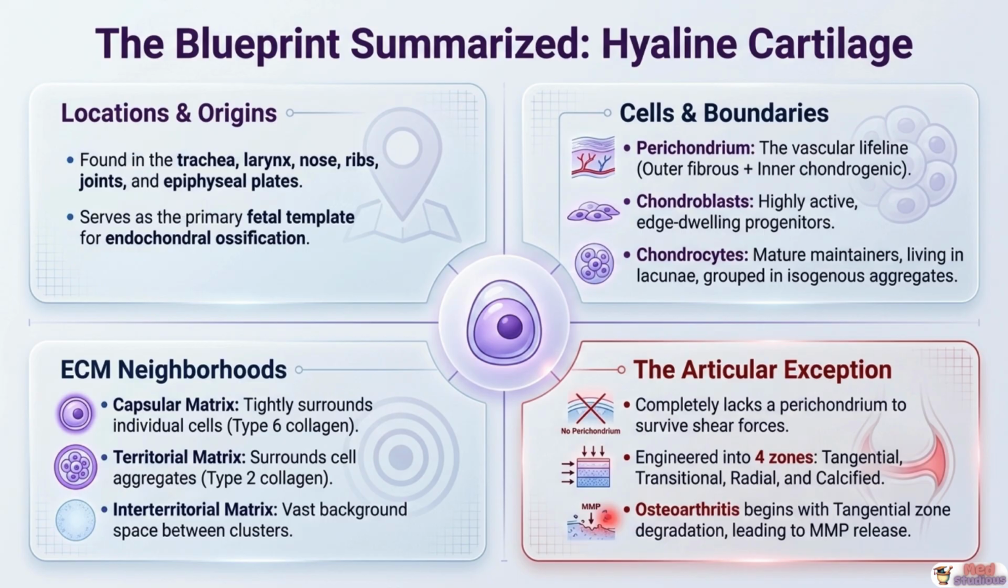The articular exception. Articular cartilage completely lacks a perichondrium, is bathed in synovial fluid, and is engineered into 4 biomechanical zones: tangential, transitional, radial, and calcified, each tuned to a specific mechanical demand. Osteoarthritis begins specifically in the tangential zone, producing cartilage fragments that trigger macrophage activation and MMP-mediated matrix destruction. This is hyaline cartilage, the glassy blueprint of the human body.